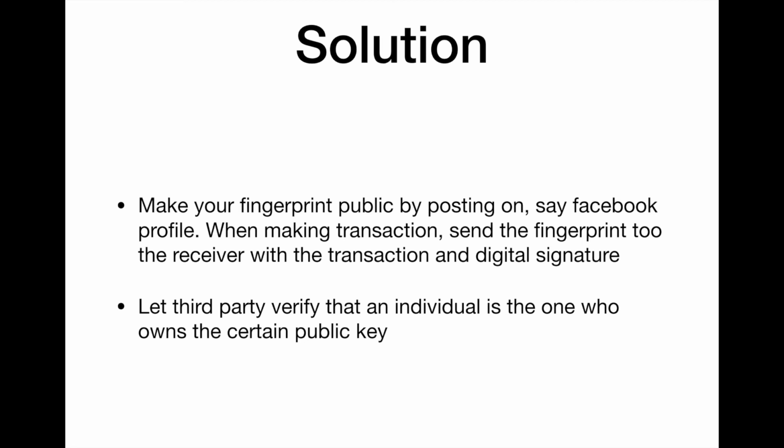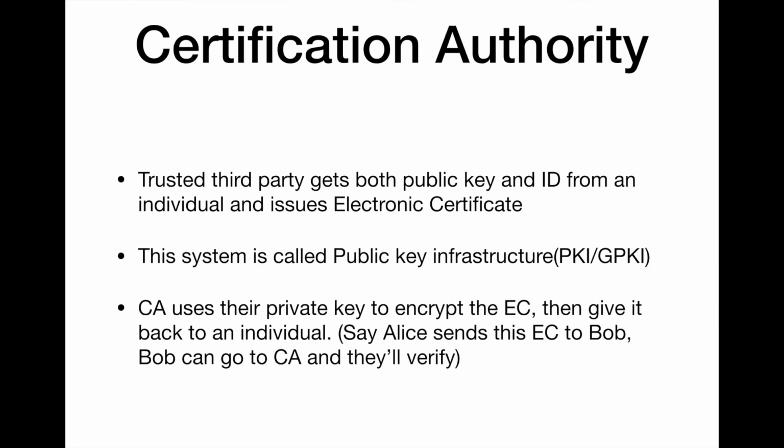So there is another solution by using third party called Certification Authority. This Certification Authority gets a public key and ID from an individual and issues an electronic certificate. This certificate basically proves that there is a relationship between public key and an individual. So instead of Bob coming to Facebook page or anyone coming to Facebook page, Alice could just send electronic certificate to them. Certification Authority is very useful. But if you think about this, the existence of Certification Authority is actually going against the purpose of blockchain, which is decentralization. A lot of people are arguing about this, but I personally think it's fine to have Certification Authority.